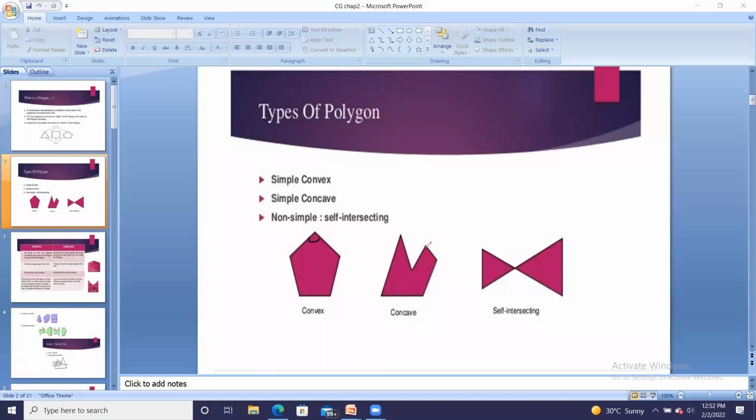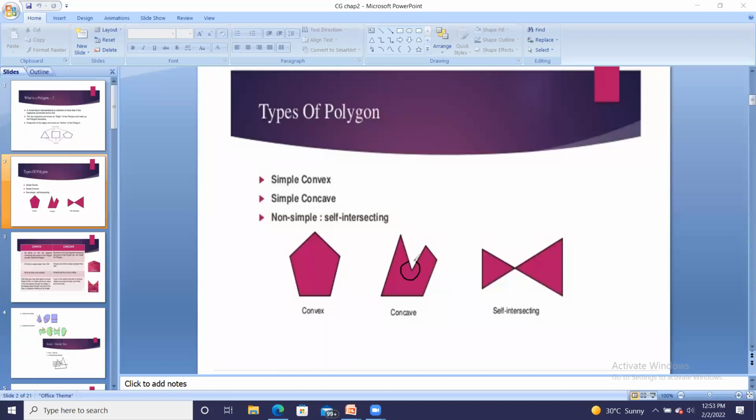For example, these are the two edges, and the angle between these two edges is this, which is greater than 180 degrees, and that's why this particular object is considered as a concave object or the concave polygon.